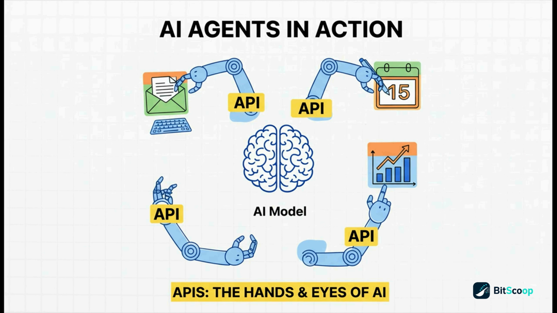So here's the billion-dollar question. How does an AI, which is basically just a bunch of math and text living on a computer, actually do anything in the real world? How does it send an email or update a database? The answer, as you've probably guessed, is APIs. For these new AI agents, APIs are literally their hands and their eyes. It's how they connect to all your other apps and actually get stuff done.